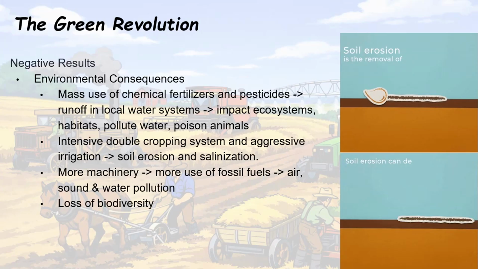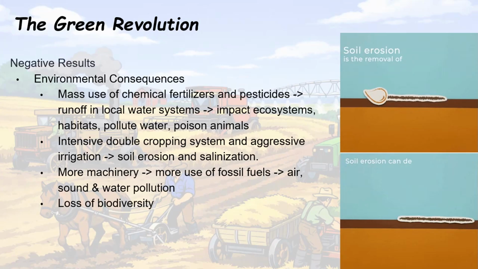Then think about intensive double cropping and aggressive irrigation. When land is constantly producing with very little recovery time, soil erosion increases. Salinization can happen when irrigation leaves salt behind in the soil. Over time, that soil becomes less productive. The same land that was boosted starts degrading.